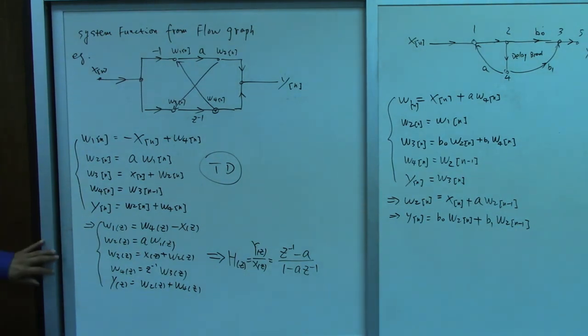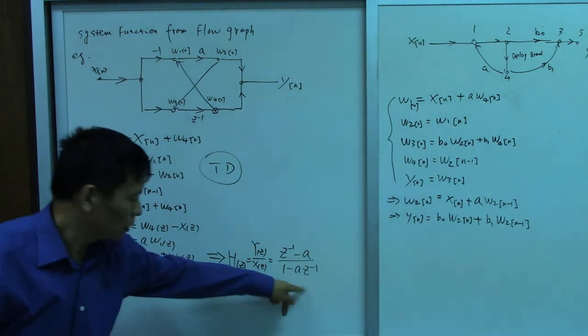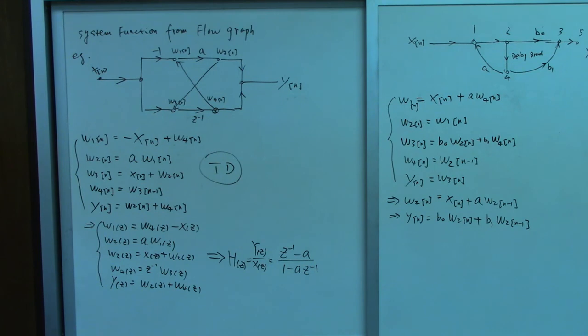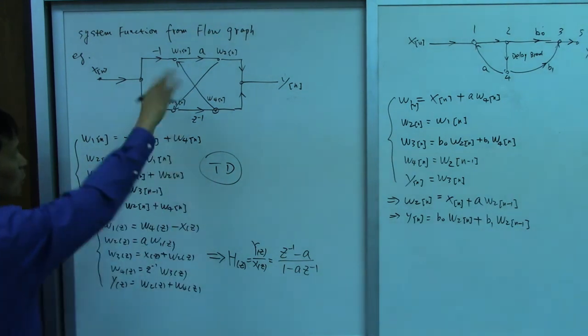You can try by yourself after the class. I hope this is correct. If it's not correct, let me know. Okay, so this is the system function. We obtained the system function from the flow graph.